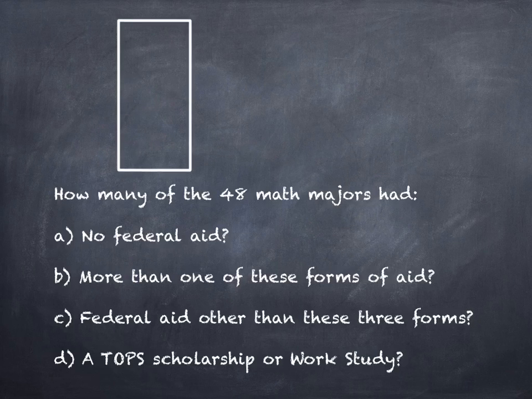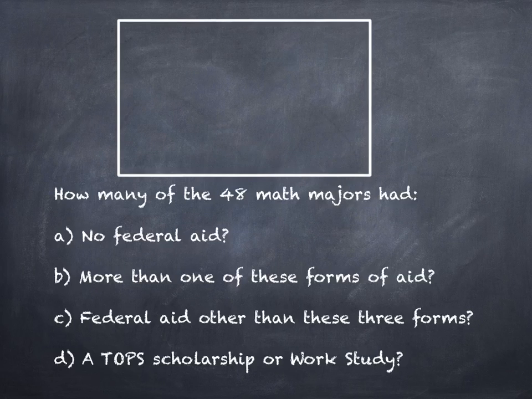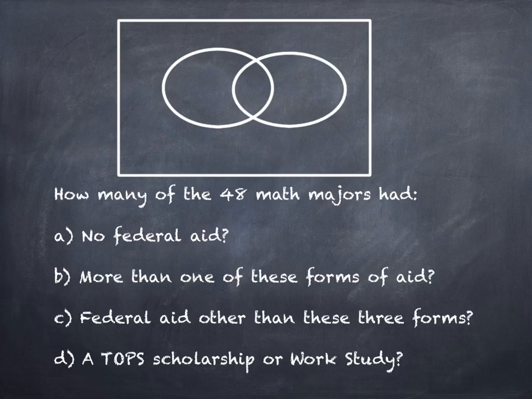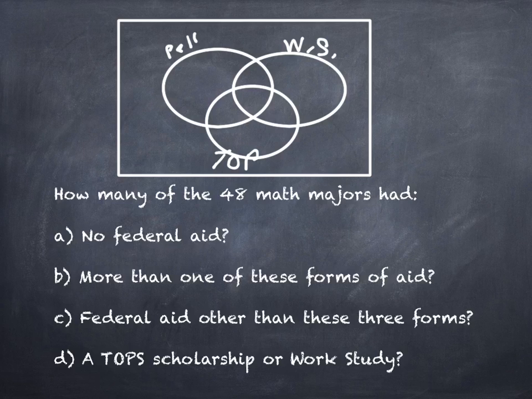And what do those circles represent with this context? All right, so one of them was a Pell Grant. What else did I have? So work study, I'll call it WS. And then, yeah, TOPS scholarship specifically, right? So let me write TOPS.